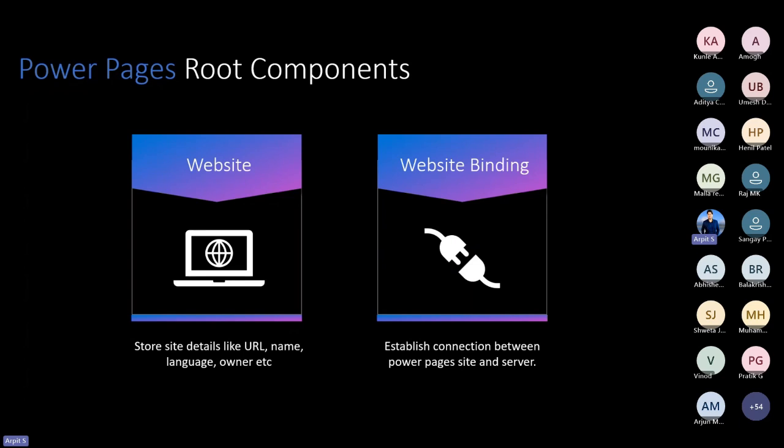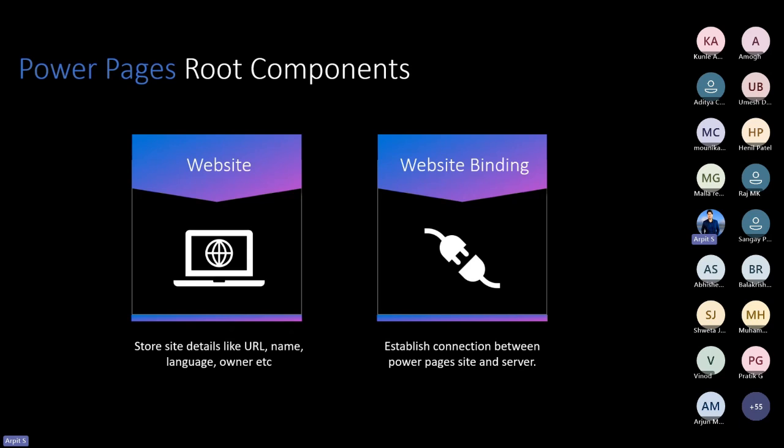Website binding basically makes the connection between your website and your Azure web app. As you know, if you have ever worked in .NET and you're creating a .NET application, you have to make the connection. We call it a connection string, and you can keep it in the web config or the app config, that basically connects your web application with your server, right? To pull and push the data. In a similar way, in Power Pages language, we call it a website binding that establishes the connection between your website and your server.